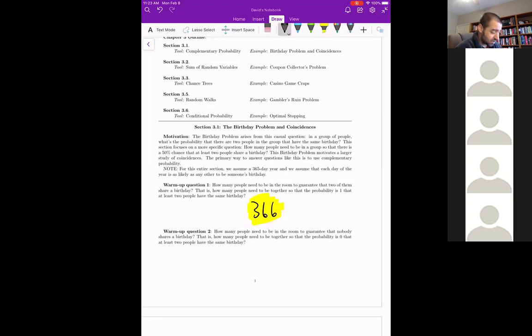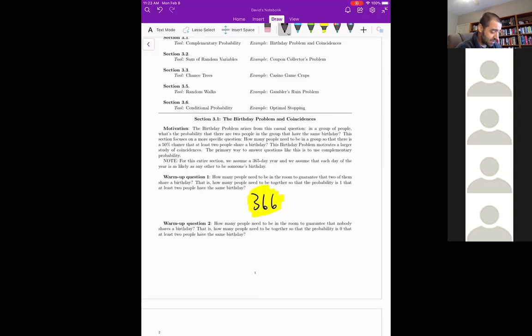Okay, so here's a second warm-up question. How many people need to be in the room to guarantee that there is no shared birthday hit? So the opposite extreme. How many people now? 1. Everybody agree with that? Because if you have two people in the room, they might share the same birthday. So here's the range of values we're thinking about. If only one person is in the room, there's a 0% chance you get a shared birthday hit. If 366 people are in the room, you're guaranteed two of them have the same birthday.